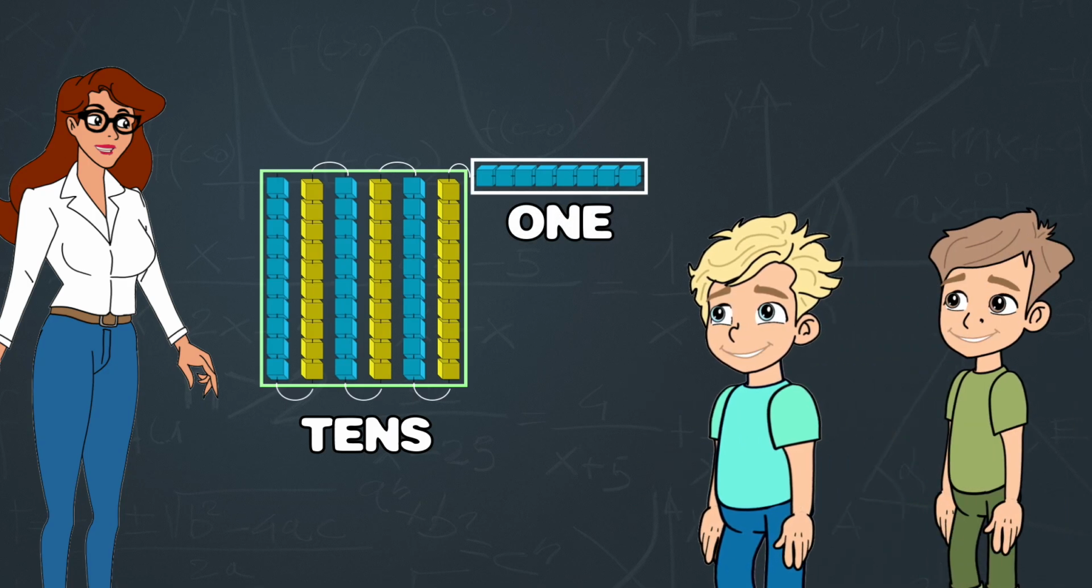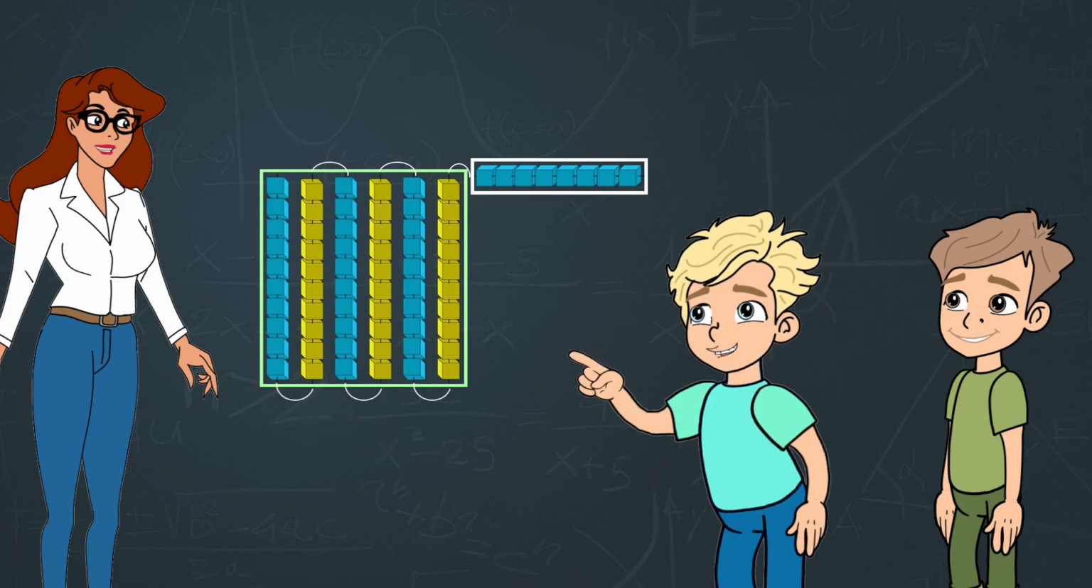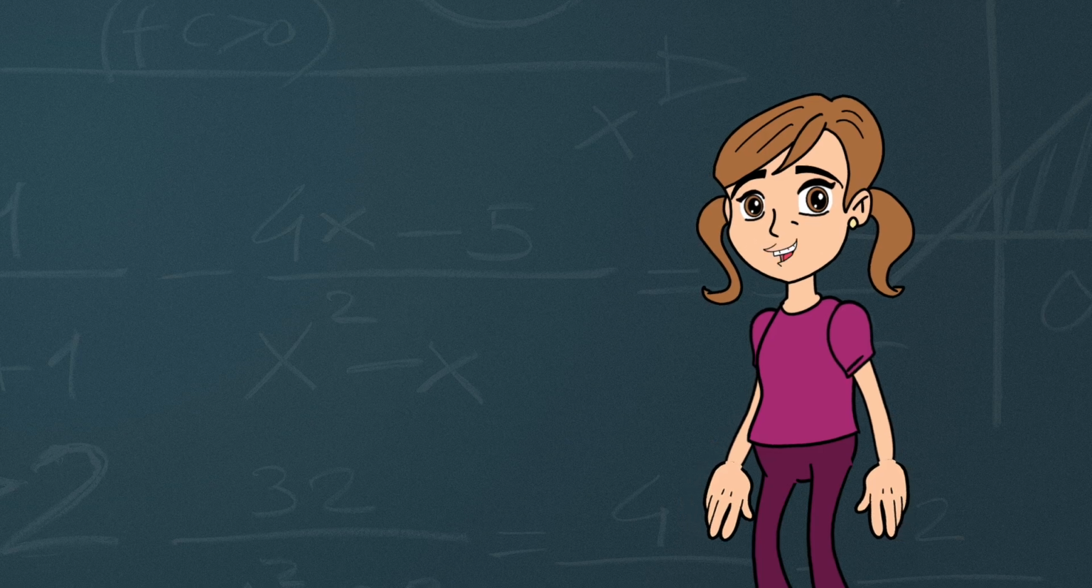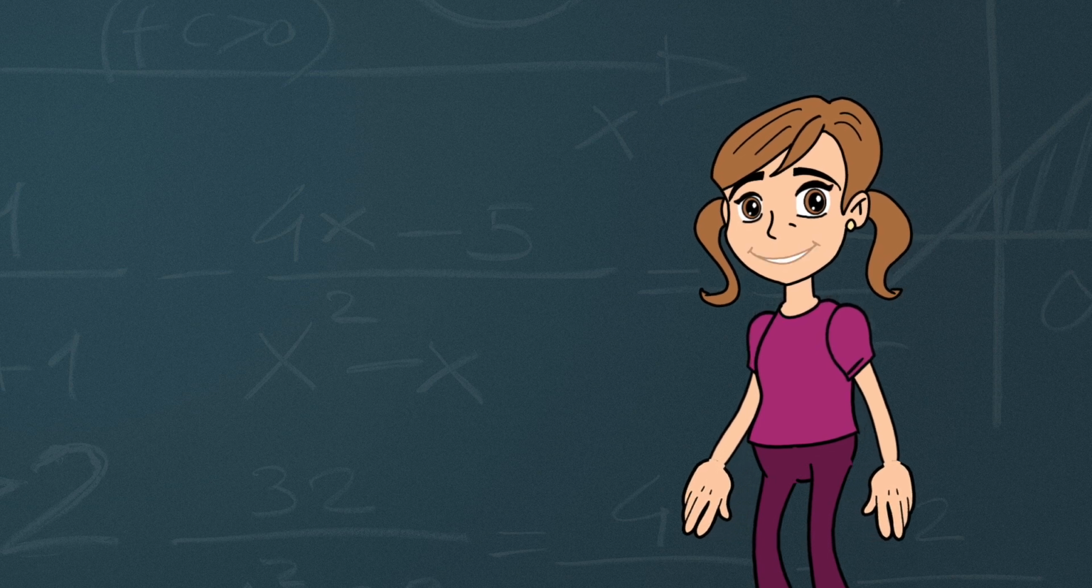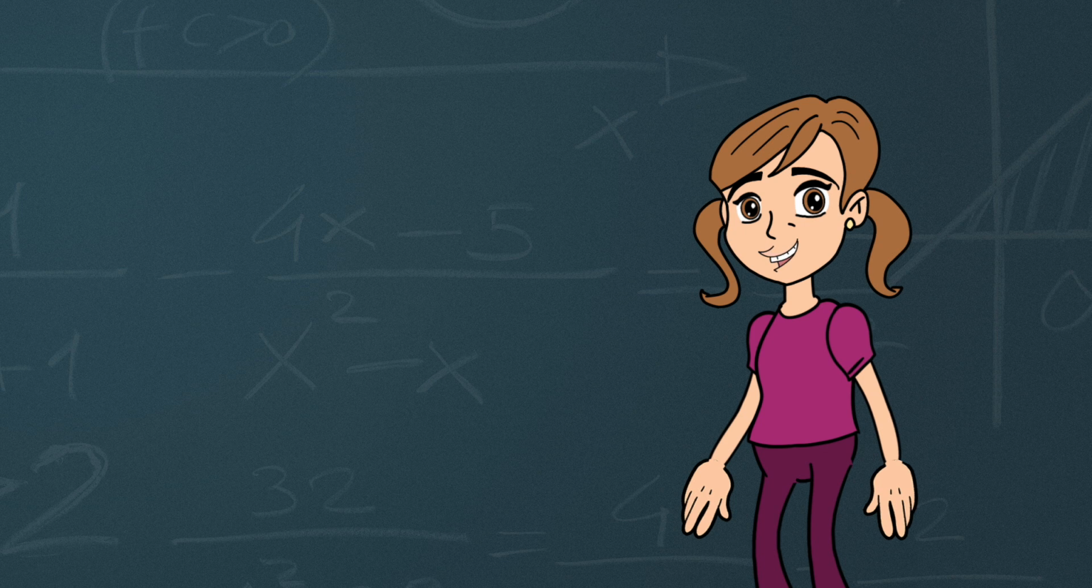We can label this model differently. In this rectangle, I can see 10 6 times. And in the next rectangle, I can see 8 groups with 1. I think I can explain what the digits mean in the numeral. I can use a number sentence to show my thinking.